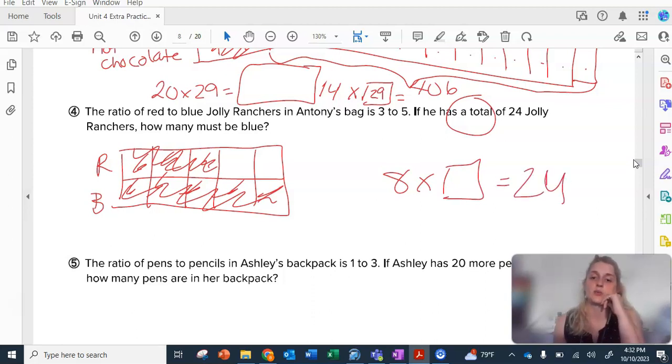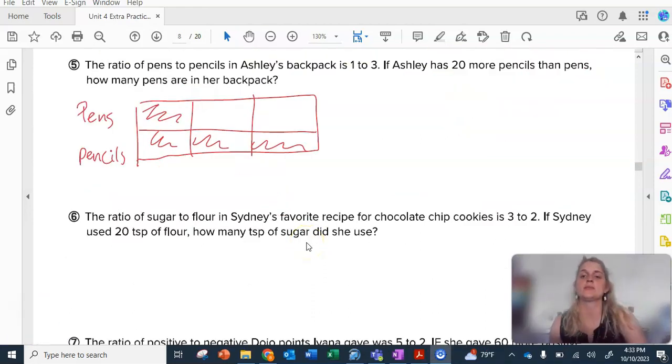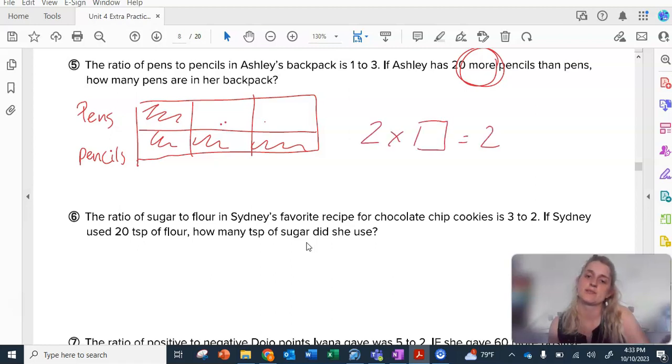Every box is worth 3. And now your job is to figure out how many are blue if each of those shaded boxes is worth 3. Here's number 5. I already did the drawing. This is a more problem, so we're going to look at these empty boxes. I have 2 empty boxes. Figure out how much each box is worth. And then we're going to answer the question, how many pens are in her backpack?